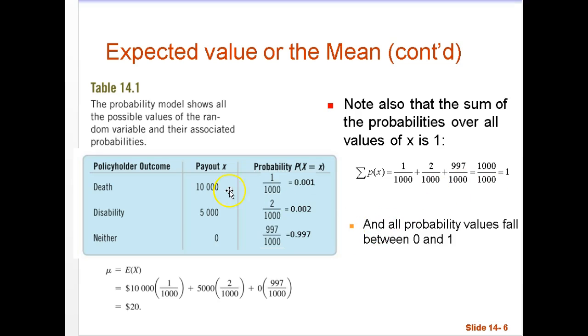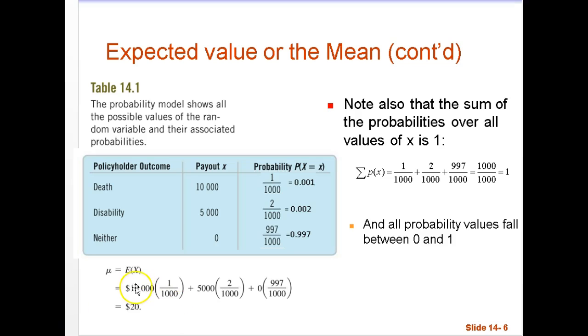Now, whenever we have values of X and their associated probabilities, we generally want to know the expected value. In this case, the expected value represents the money, the payout, that an insurance company will have to pay out over, I guess, 1,000 people. So if they have 1,000 policyholders, what is the average payout that may be due to death or disability?